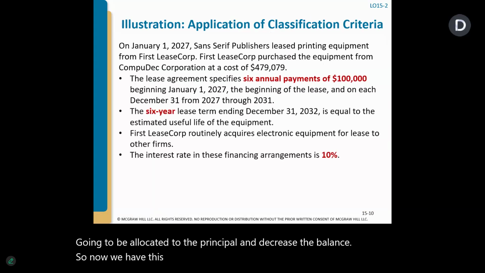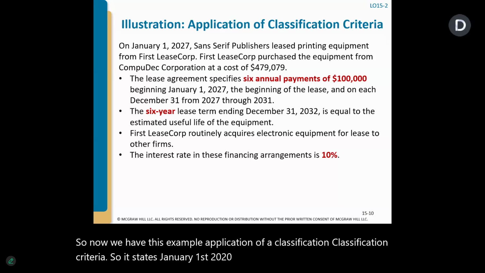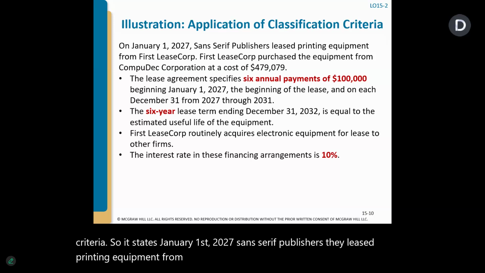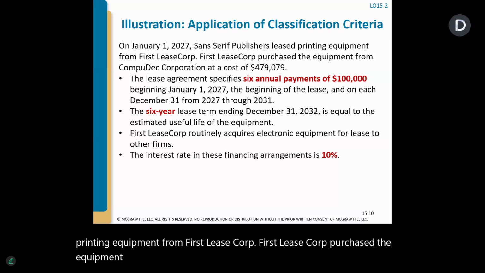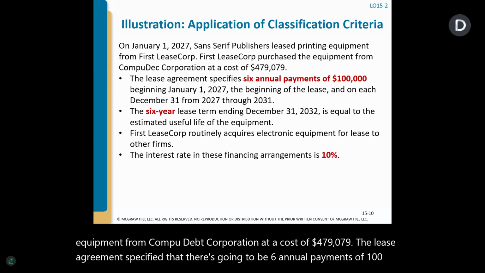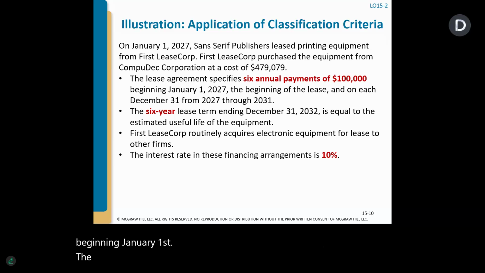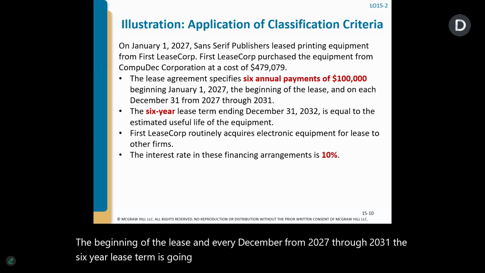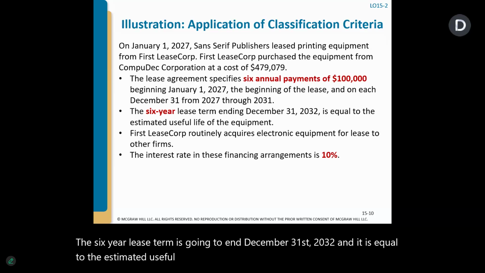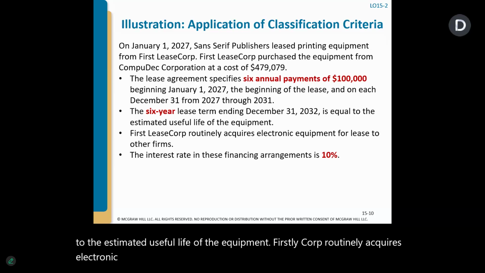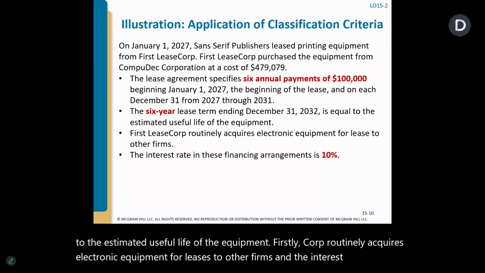So now we have this example application of a classification criteria. It states January 1st, 2027, Sans Serif Publishers leased printing equipment from First Lease Corp. First Lease Corp purchased the equipment from CompuDeck Corporation at a cost of $479,079. The lease agreement specifies that there are going to be 6 annual payments of $100,000 beginning January 1st, the beginning of the lease, and every December from 2027 through 2031. The 6-year lease term is going to end December 31st, 2032, and it is equal to the estimated useful life of the equipment. First Lease Corp routinely acquires electronic equipment for leases to other firms, and the interest rate in these financing arrangements is 10%.